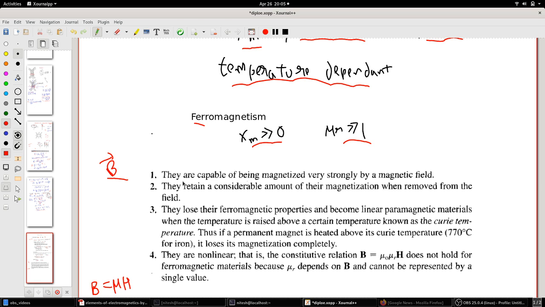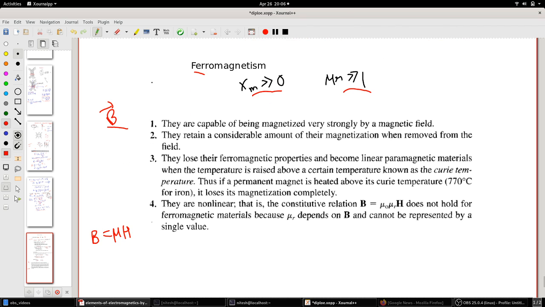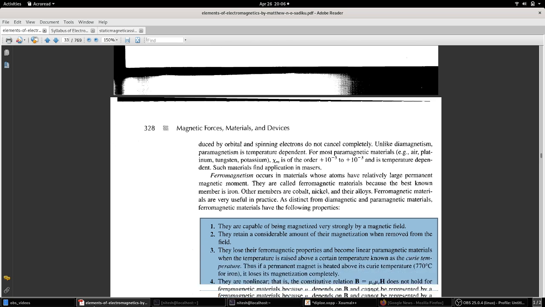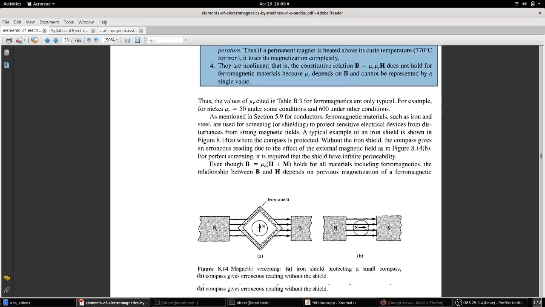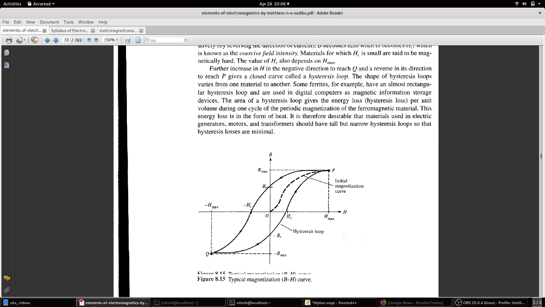Here they are non-linear. B equal to mu 0 mu r H does not hold true for ferromagnetic materials, because your mu r is again dependent on the B also. So you just go through the hysteresis curve here, the BH curve.